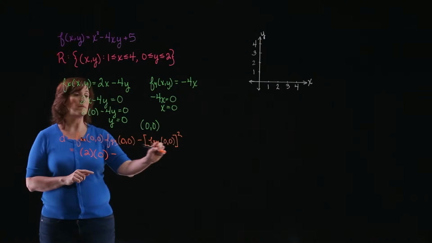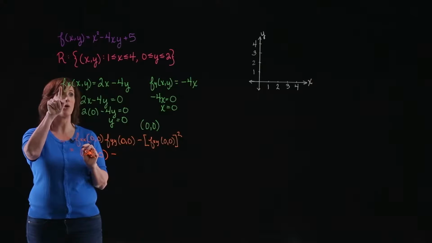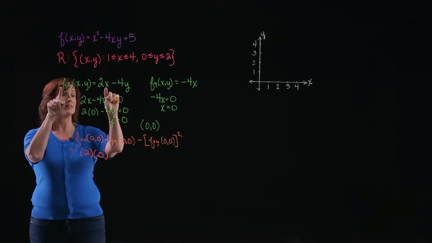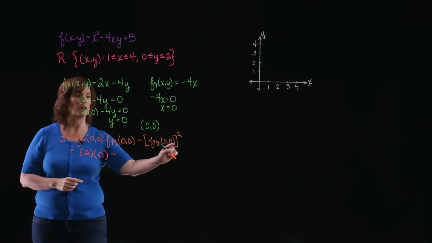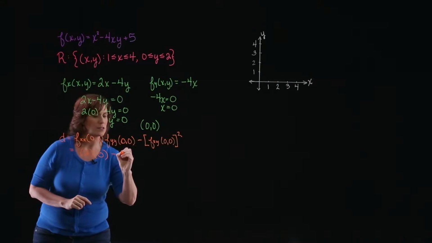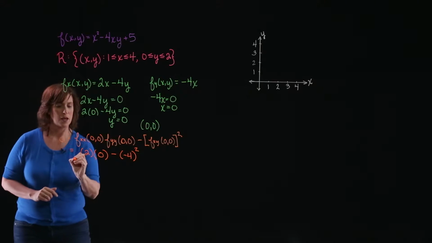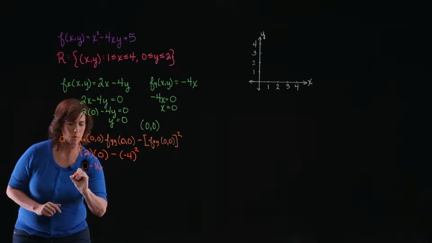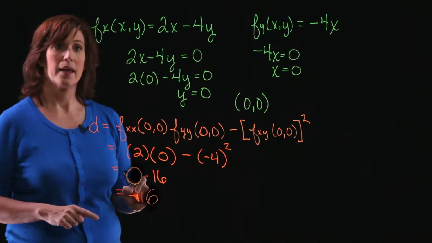Now I'm going to subtract the mixed partial. I'll start here with my first partial with respect to x, and I'll take the partial with respect to y. So I'm treating x like it's a constant. So this is going to be a minus 4. And it's always minus 4, no matter what point I plug in. So this is going to be a minus 4, and then I need to square it. So I'm left with 0 minus 16, which is a negative 16.